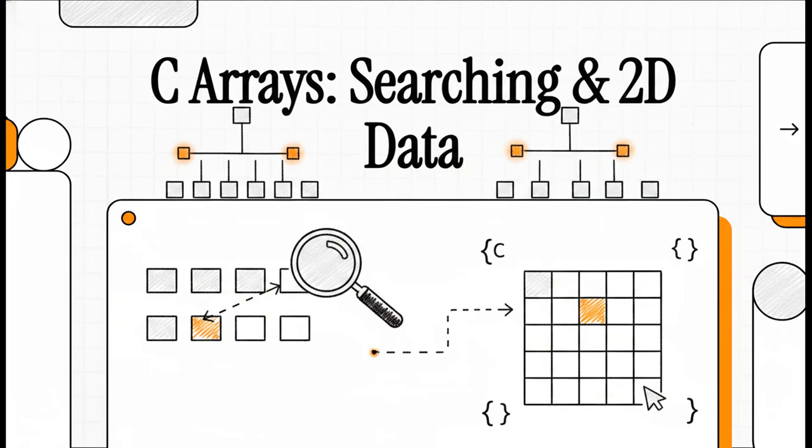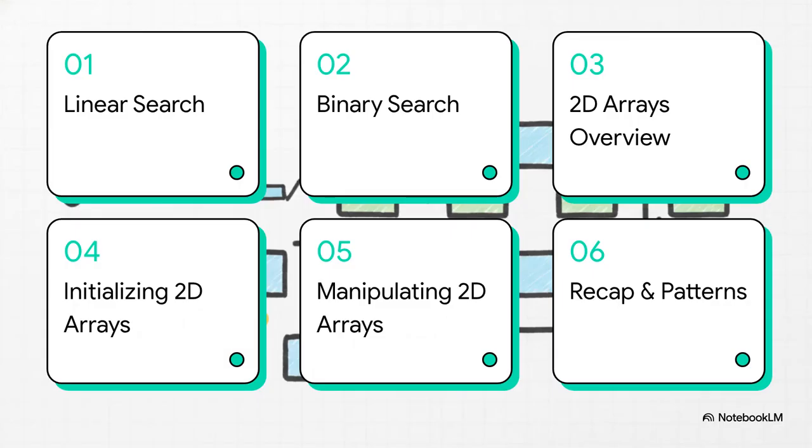We are jumping right in today to demystify searching algorithms and two-dimensional arrays in C to get you fully prepped for your upcoming assignments and exams. Let's get started. Here is our roadmap for today. 1. Searching arrays linear method. 2. Fast searching with binary search. 3. Multidimensional arrays overview. 4. Initializing 2D arrays properly. 5. Manipulating 2D array data. And finally, 6. Final recap and key patterns.